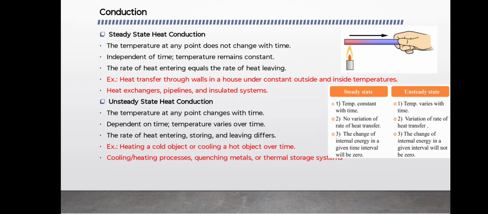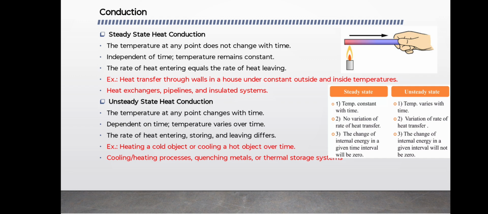First, conduction. There are two types of conduction: one is called steady state heat conduction, and the other is called unsteady state heat conduction. Steady state conduction means the temperature is constant with time, whereas in unsteady state the temperature varies with time. This is the main difference between steady state and unsteady state conduction.